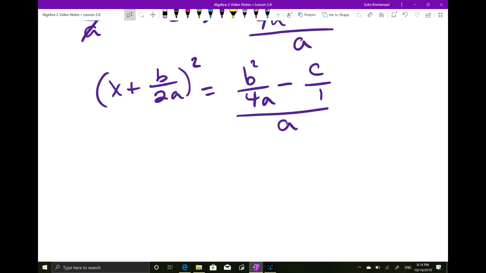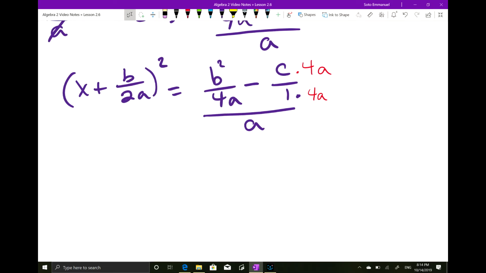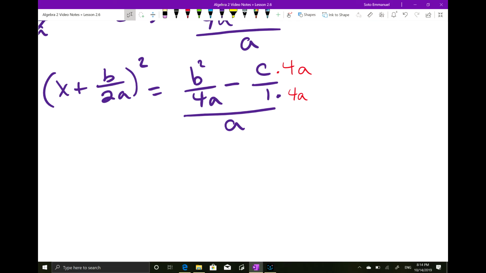So we've got a denominator of 4a and a denominator of 1 here, so we need a common denominator for those two. The common denominator between 4a and 1 is 4a. So I'm going to multiply this by 4a. But if I give it a 4a, I need to give this a 4a. Okay.